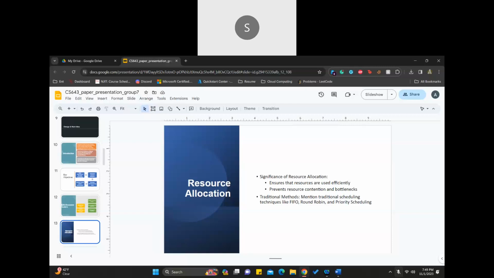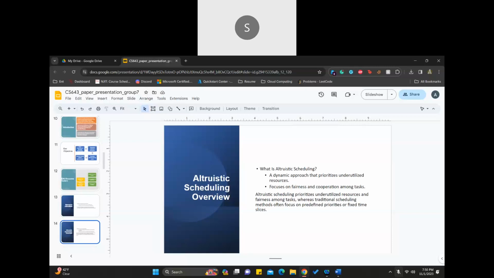Over time, various traditional methods have been developed to handle this distribution, including first in, first out right here, and we have the round robin, and also priority scheduling. These methods dictate the sequence and priority in which tasks access resources, and they make sure of a smooth operation. Can we go to the next slide?